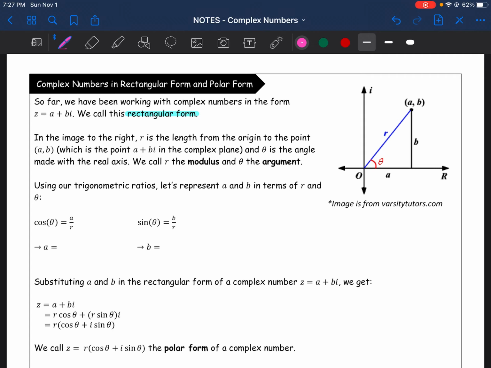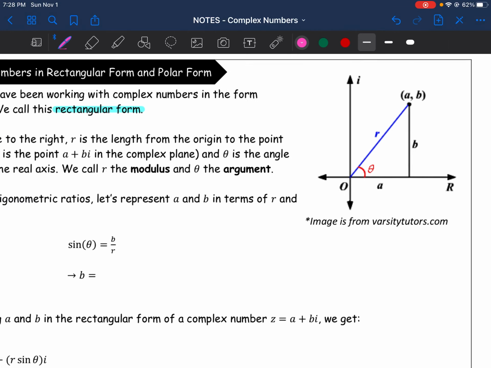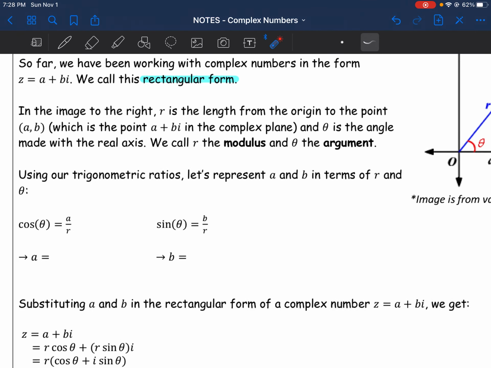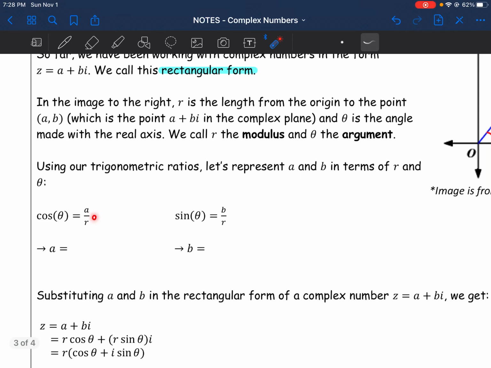So, using our trigonometric ratios, let's represent a and b in terms of r, the modulus, and theta, the argument. If I'm looking here, we know cosine is the ratio of the adjacent leg, which would be a, divided by the hypotenuse, which would be r. So cosine of theta equals a over r. If we multiplied both sides by r, notice that we would get a equals r times the cosine of theta. That's going to be important. I'm going to go ahead and box that. And I want the fancy box with the shading. There we go.